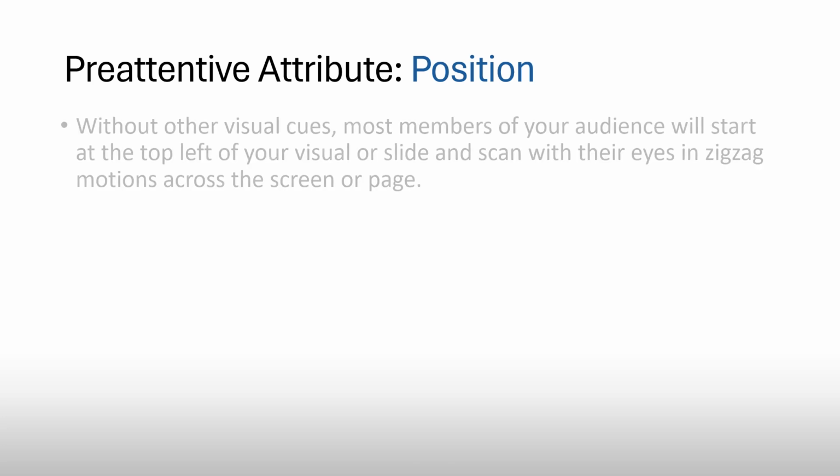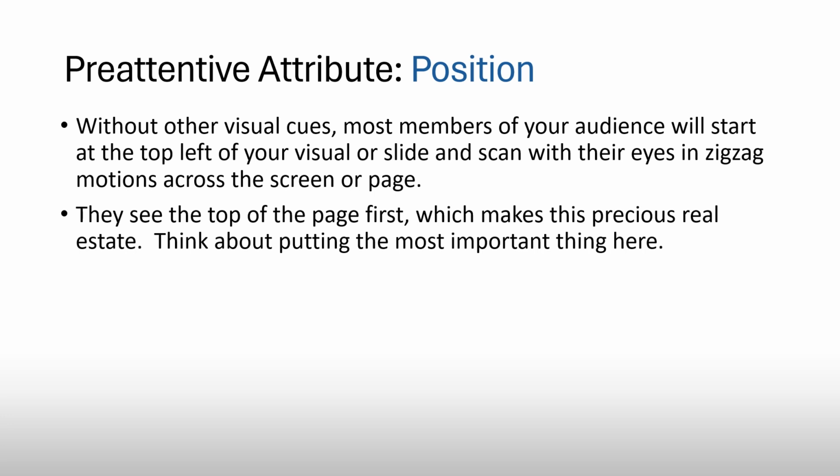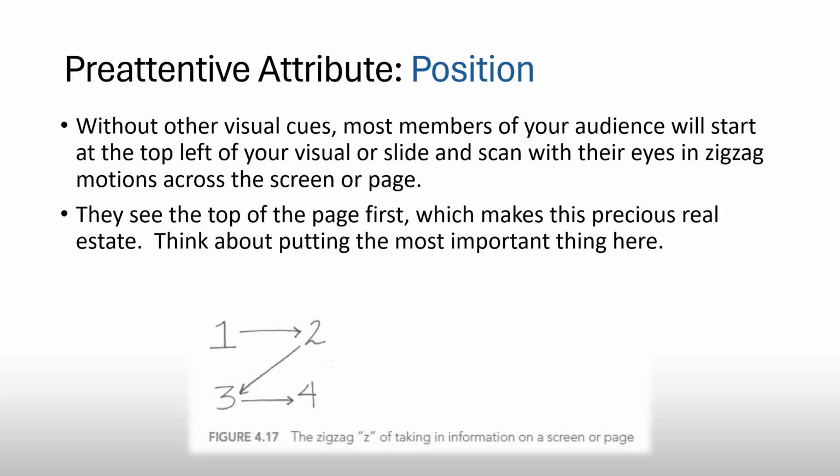The last pre-attentive attribute, position. Keep in mind that we read from the upper left to the upper right, and then zigzag downwards to the lower left, and then again to the right. With this in mind, if there are no visual clues, place the most important information in the upper left-hand corner.